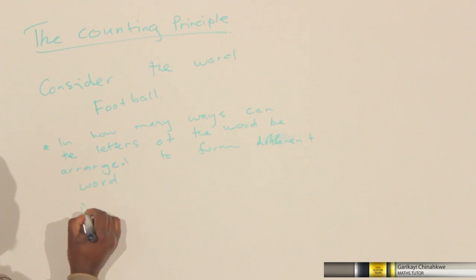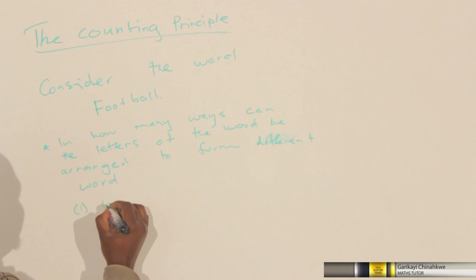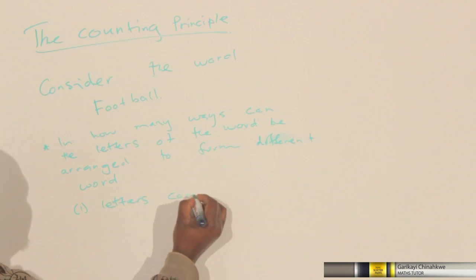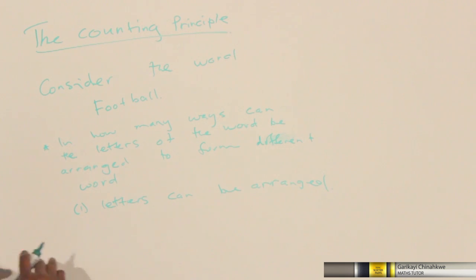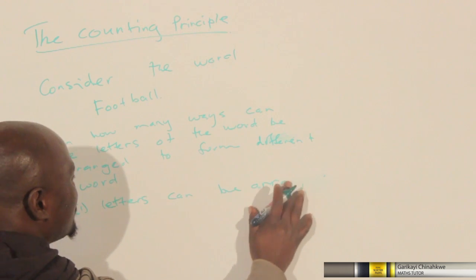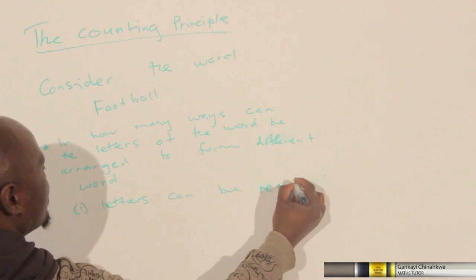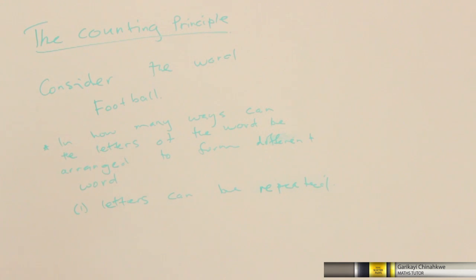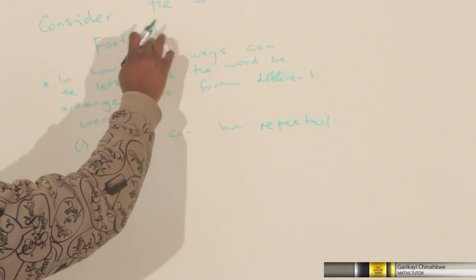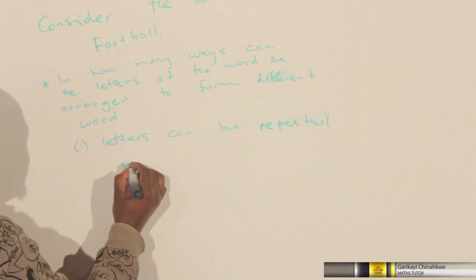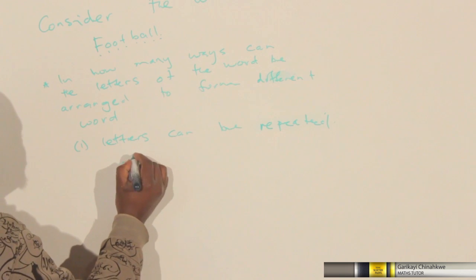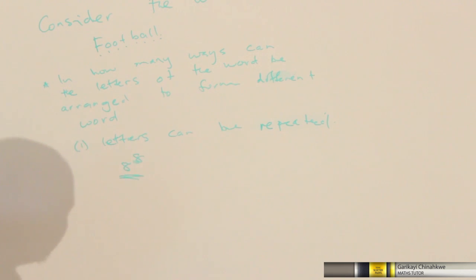Alright, let's say the first one, this is the first condition. If letters can be arranged, but let us just deal with if letters can be repeated. You just ask yourself, how many letters are there in this word football? 1, 2, 3, 4, 5, 6, 7, 8. There are 8 of them, isn't it? So in other words, you're just going to say 8 to the power of 8.